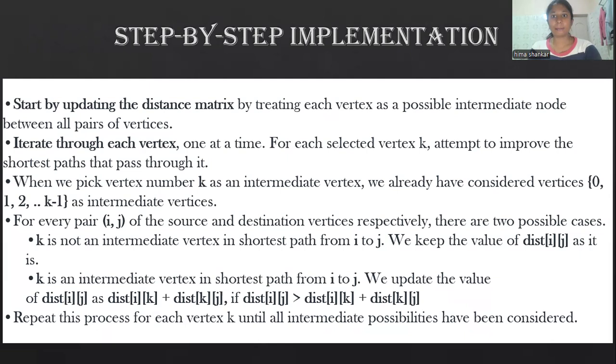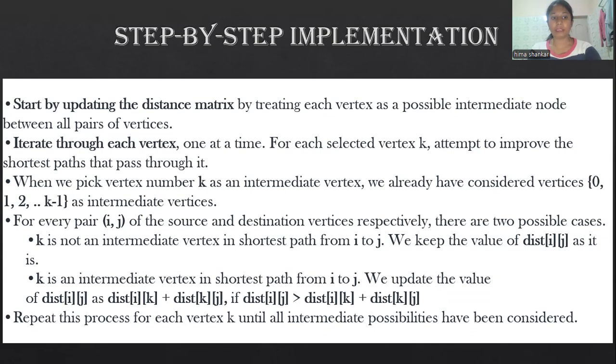So now we will learn about step-by-step implementation. Start by updating the distance matrix, treating each vertex as a possible intermediate node between all pairs of vertices. Iterate through each vertex one at a time. For each selected vertex k, attempt to improve the shortest paths that pass through it. When we pick vertex number k as an intermediate vertex, we have already considered vertices 1, 2, up to k minus 1 as intermediate vertices.